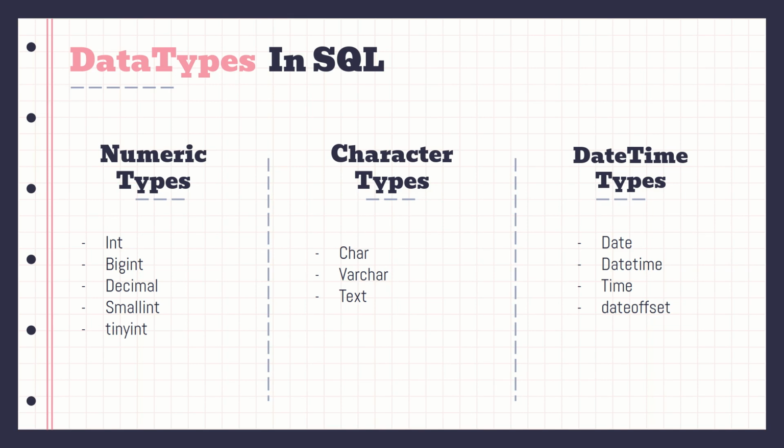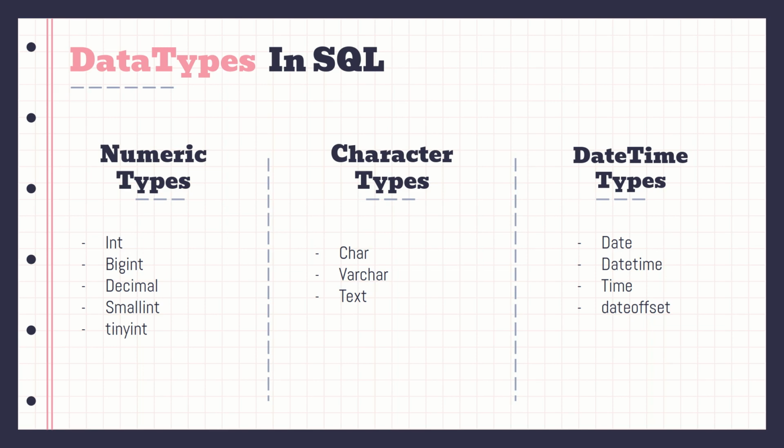So let's look at the data types that you can use in SQL. We have the numeric types, such as integer, bigint, decimal, smallint, tinyint, and all of that. We have character types such as varchar, char, text. We also have the date and time types, like date, datetime, datetimeoffset, and all that information.